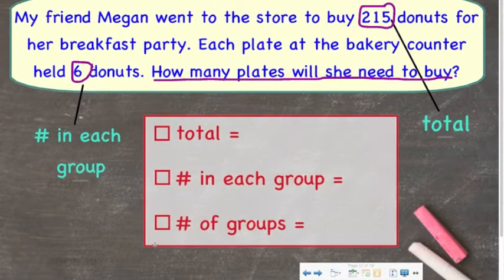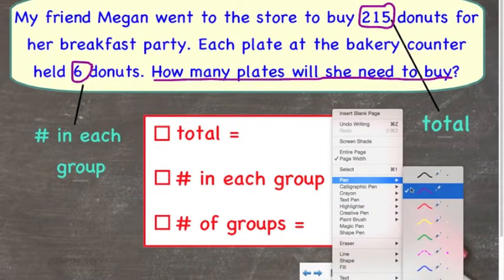The next step for me would be to set up some sort of a checklist. And you can do this on your own as well, just on any old piece of paper. So look at the items on my list. I have total, number in each group, and then the number of groups. And it's just a way for me to keep track of what information the story problem is giving me.